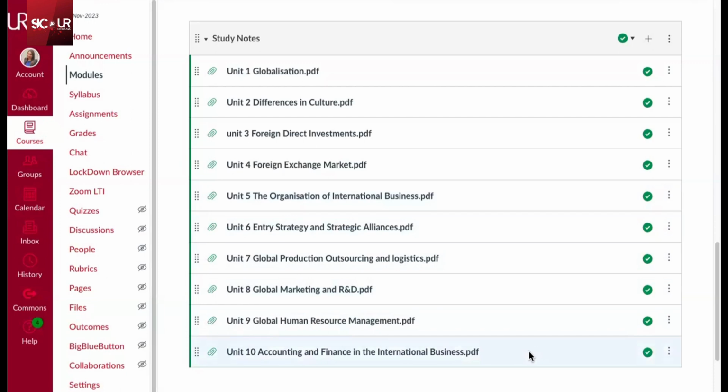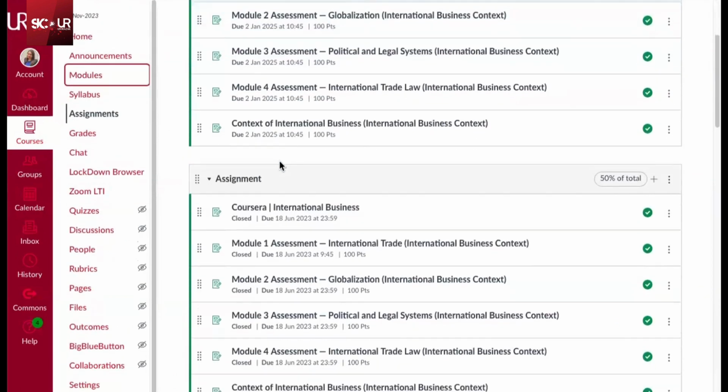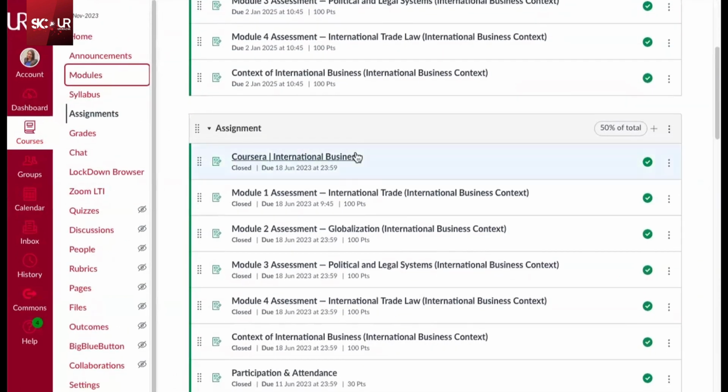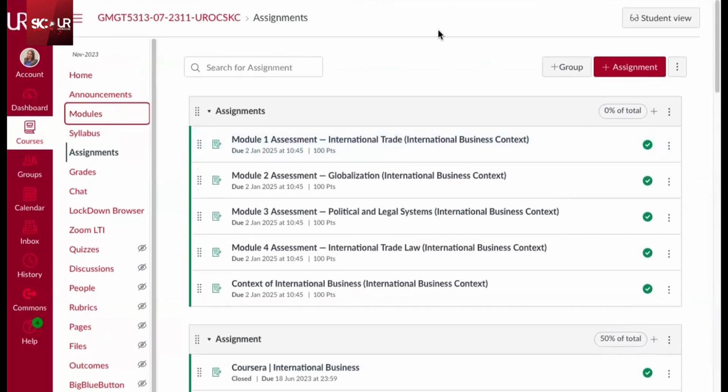So basically, we are going to cover each and every aspect of business functions and make it wider in the international business context. And here we have Coursera International Business. I'm just going to brief you again on how to use this. Remember this link here. If you have any question, you can ask in the chat here.